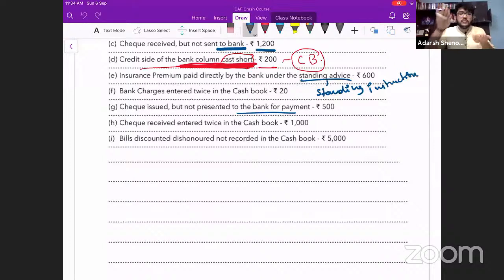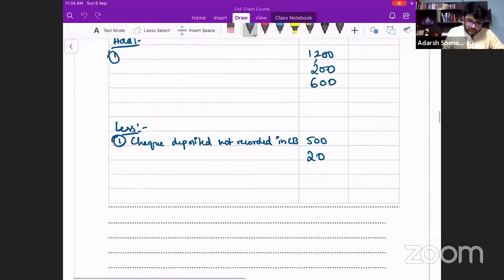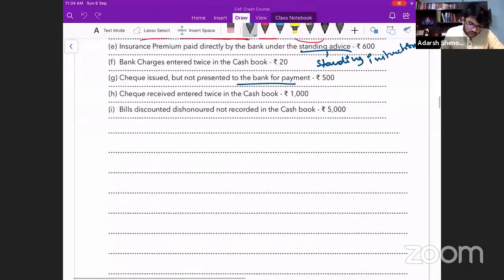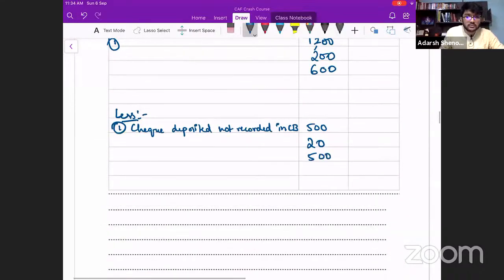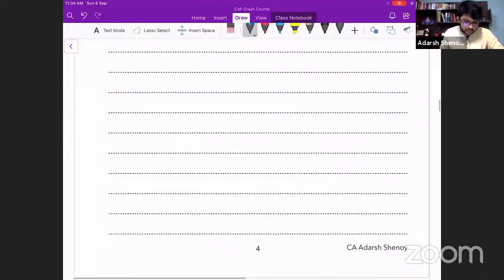Now, can you tell me what should I do? I have to reduce. Wonderful. I have to reduce this. How much is the amount? 500. I'm just writing the amounts, guys. We're saving time.